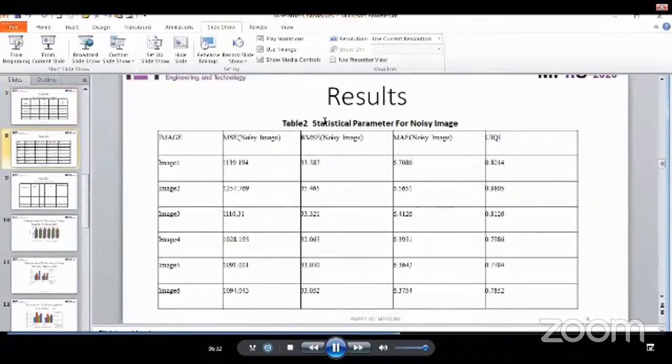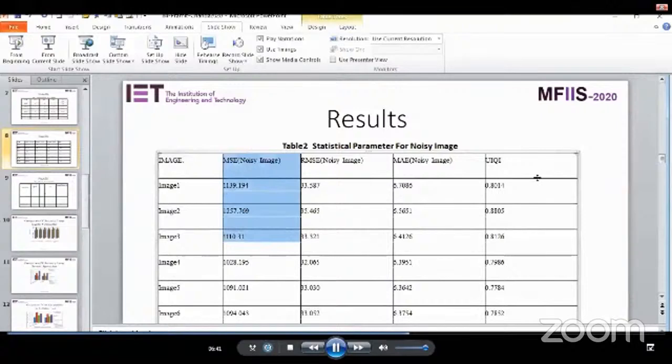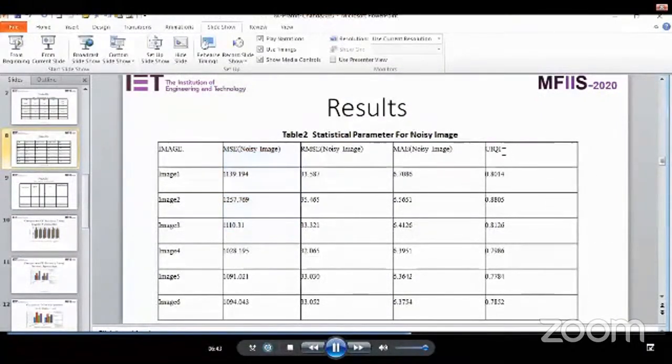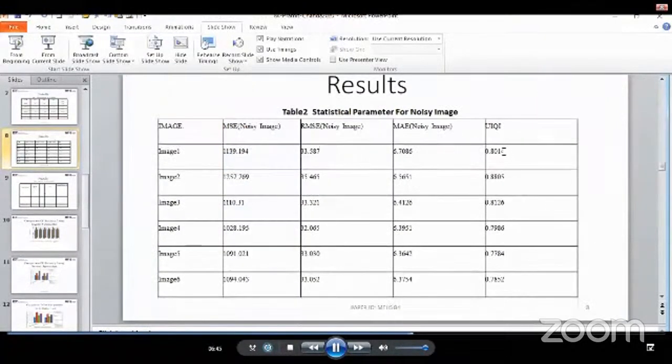And here the statistical parameters of noisy images are calculated. MSE for the noisy images is quite higher, and MAE, the mean absolute error, is quite lower. UIQI, the universal image quality index, is also 0.8 for the first 3 images, which is a good range.